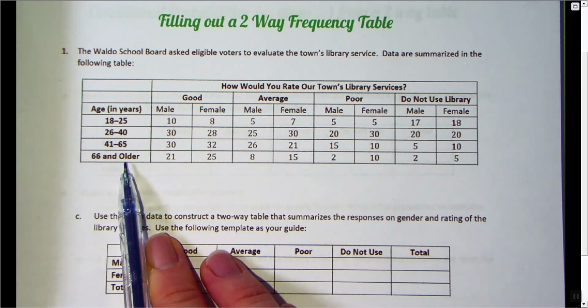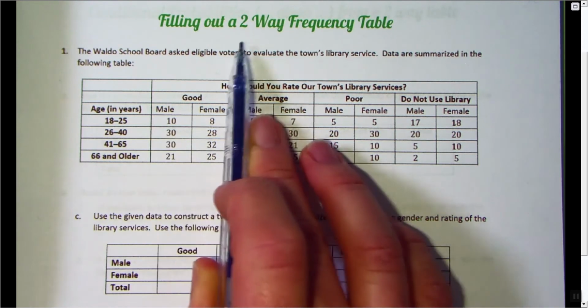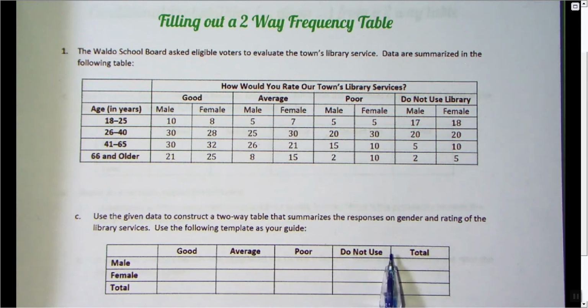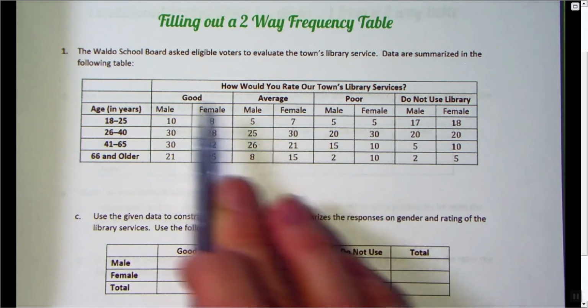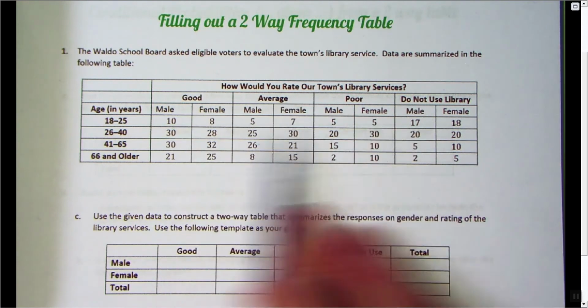Frequently when we fill out a two-way frequency table, we're just filling in the number that we fit in each category, divided in two ways. Like down here we have the rating and then the gender only, two ways. And this one is unique. It's doing it actually three ways: their rating of the library, and their gender, and their age.